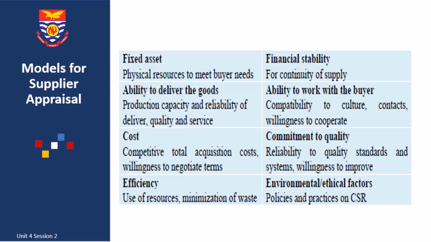Moving on to the second phase, we have the financial stability. Of course, our suppliers must be in good financial health, a good financial position. These suppliers must have enough cash at hand in order to meet our requirements. They must be financially stable. We do this to ensure continuity of supply.